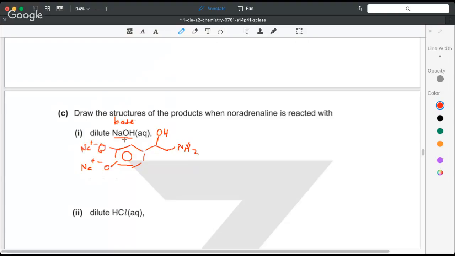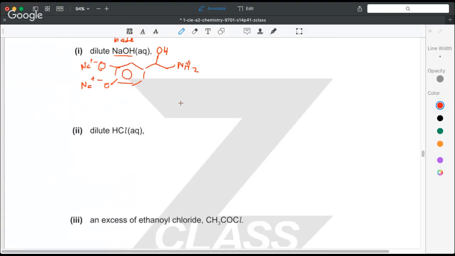And then the next one down, of course, you've got some acid. And this time, with noradrenaline, this end of the molecule, you see here, was acidic, wasn't it? Those two phenolic groups. And at this end of the molecule, you've got a secondary amine, which is basic. And so that means we look at the other end of the molecule this time.